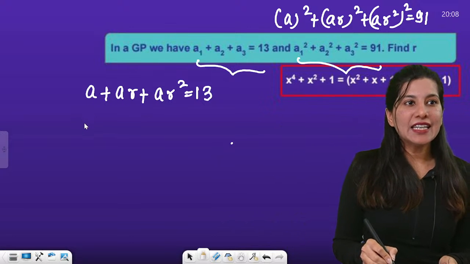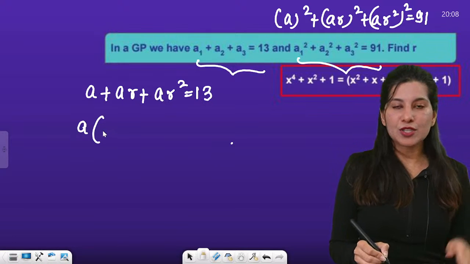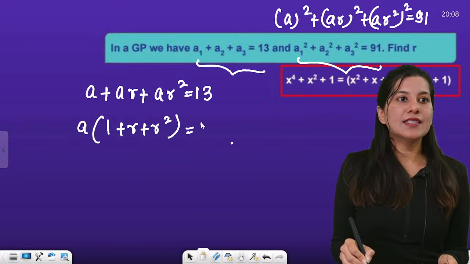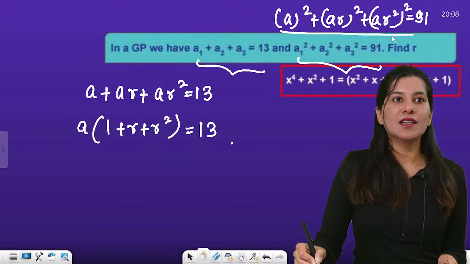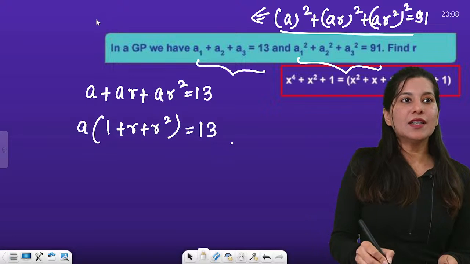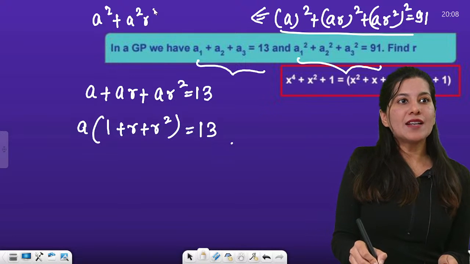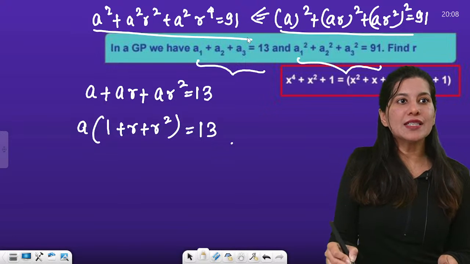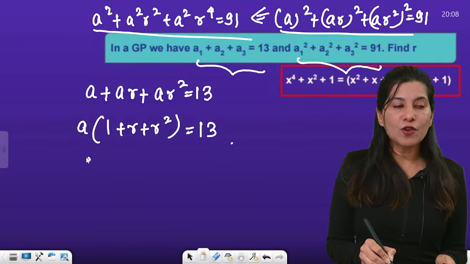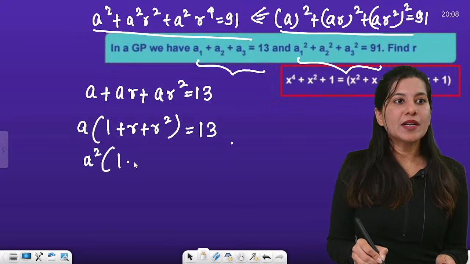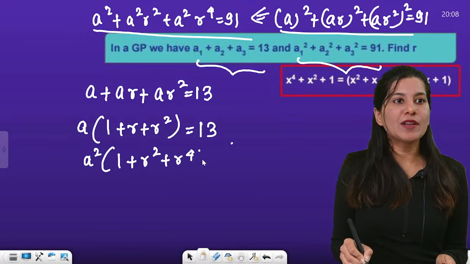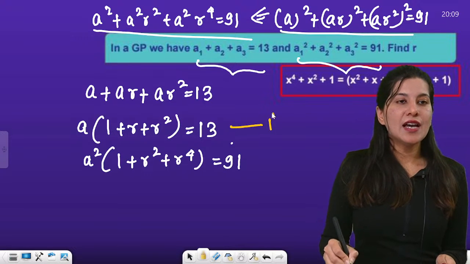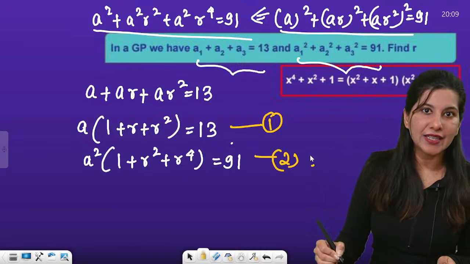Now if I take A common from here, let's just solve these two equations. Two equations, two unknowns. A times 1 plus R square, this is your 13. What about this? This is nothing but A square plus A square R square plus A square R raised to power 4 is 91. So I can take A square common, so that it becomes 1 plus R square plus R raised to power 4, and that will be 91. So this is your first equation and this will be your second equation.